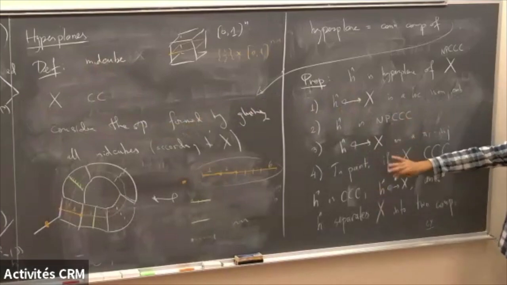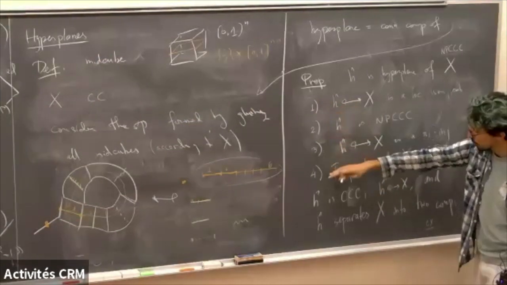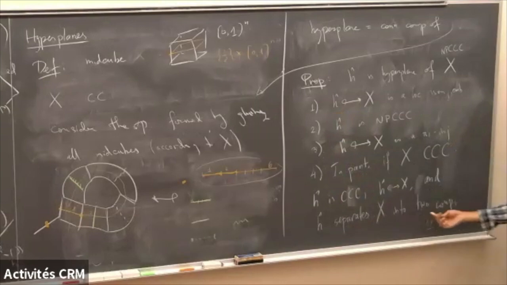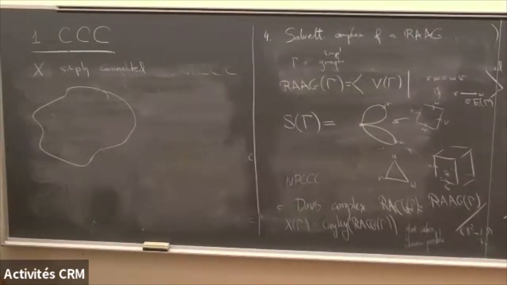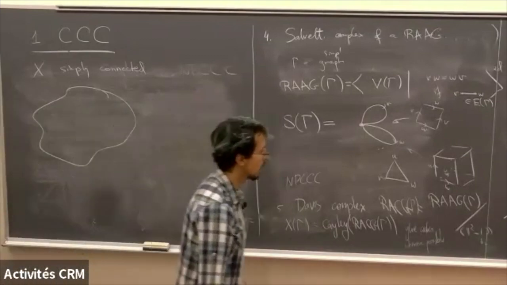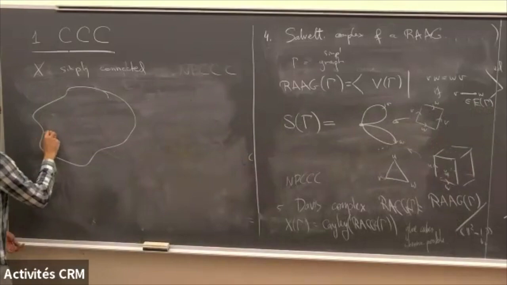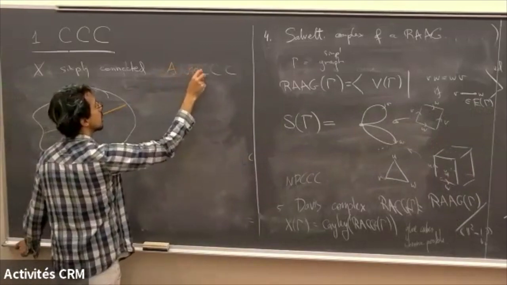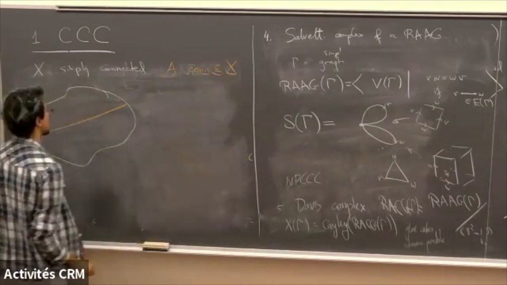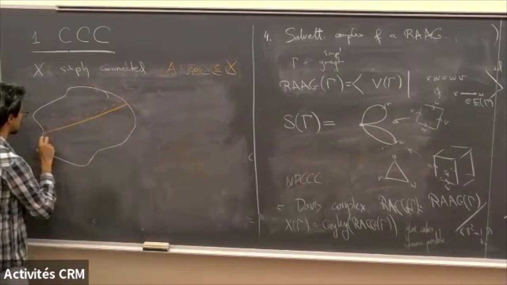I kind of sketched most of what goes on here. 1 is really important. 2, 3, 4 follow from this. And this last fact, H hat separates X into 2 components. Let me just say something because it's so beautiful that you should all see it once in life, at least. If X is simply connected, think of a topological space, and I have inside X a connected subspace A, which has a product neighborhood.